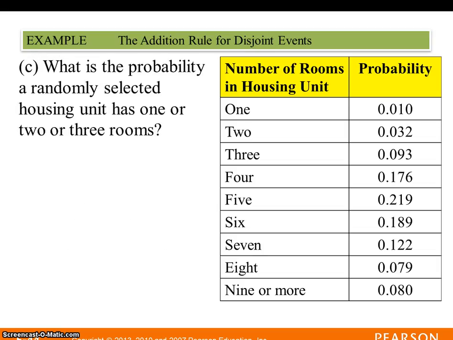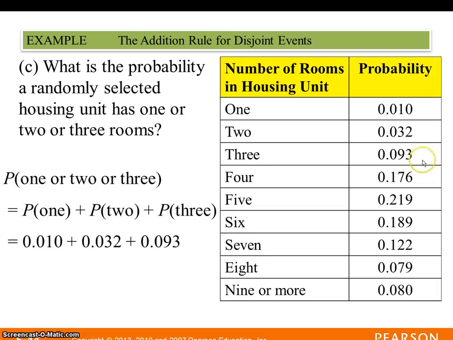Let's ask another question here. What is the probability that a randomly selected housing unit has 1 or 2 or 3 rooms? Again, in this case, you just add 0.01 plus 0.032 plus 0.093, and that would give you the answer. Again, because the events are disjoint, you can't have a house that has 1 room and 2 rooms and 3 rooms all at once, right? Again, if you don't include the 2 rooms inside the 3 rooms, etc.